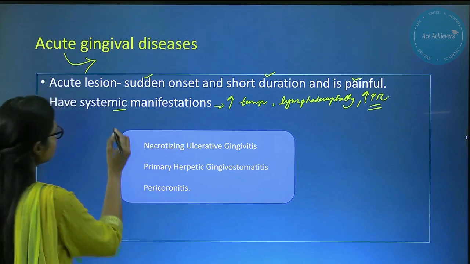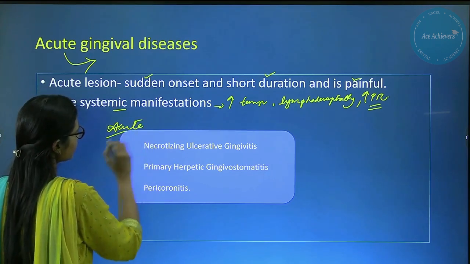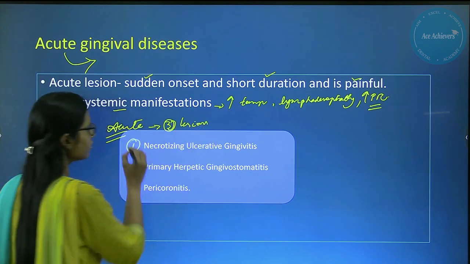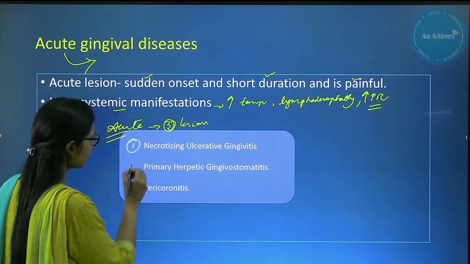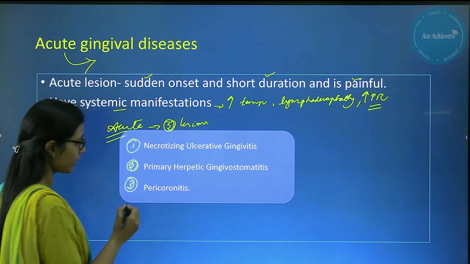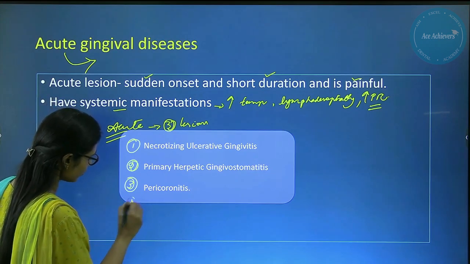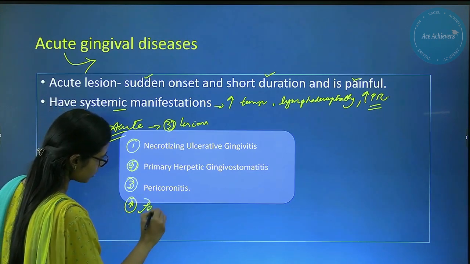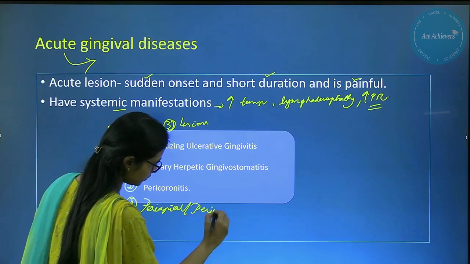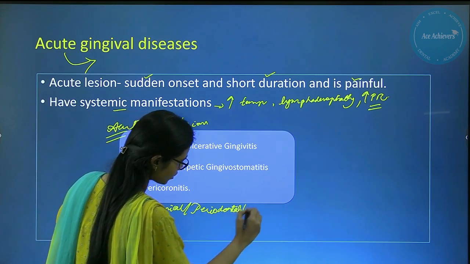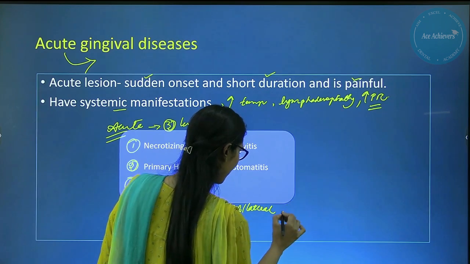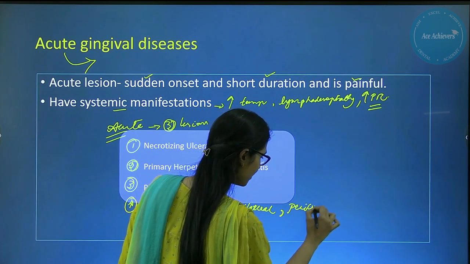When we see the acute lesions, we can divide them into 3 lesions basically. The first one is acute necrotizing ulcerative gingivitis. The second one is primary herpetic gingival stomatitis, and the third one is pericoronitis. We have other lesions of acute nature, like abscesses, which could be periapical, periodontal, or lateral abscess, and we also have the pericoronal abscess, which could also be acute in nature.